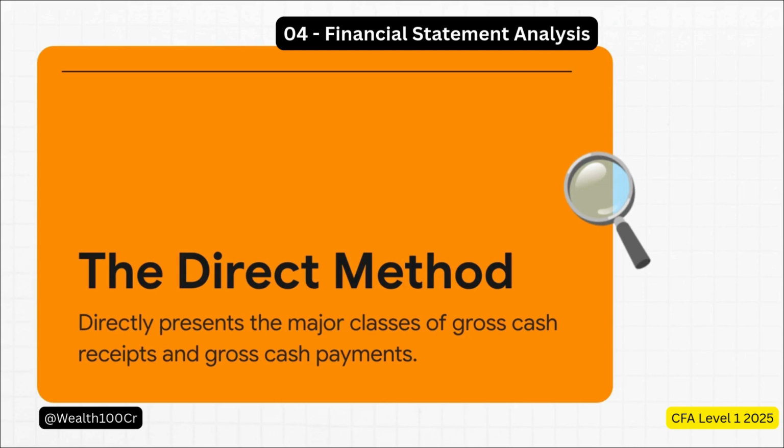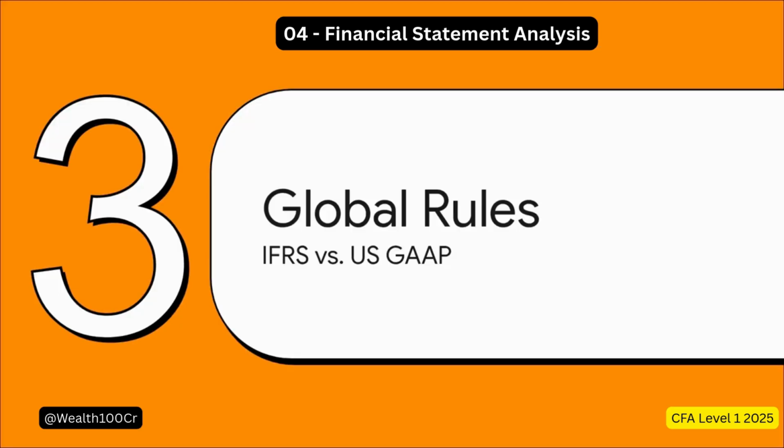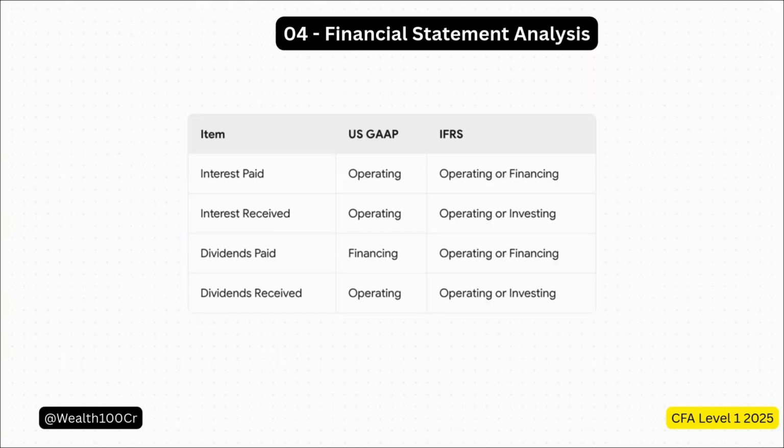It's clean, simple, kind of like reading the company's bank statement for the year. Okay, here's a topic the CFA Institute absolutely loves to test. As an analyst, you can't just know your local rules, you have to be global. That means understanding the key differences between IFRS, which is used pretty much everywhere else in the world, and US GAAP. And this table lays out the main battleground.